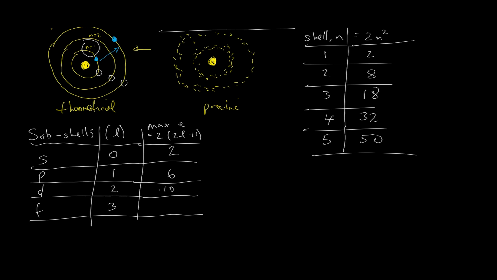Okay. And finally, the F shell, L is 3 here. So 2 3s are 6, plus 1 is 7. 2 7s are 14. And you'll notice, of course, that these things are moving up in 4s. So you start with 2, add 4, add 4, add 4.